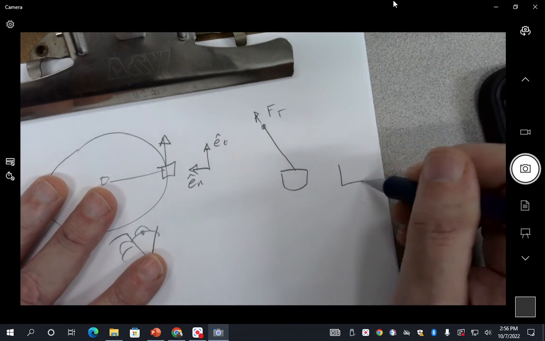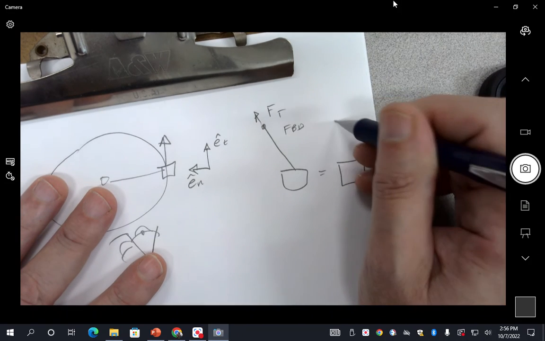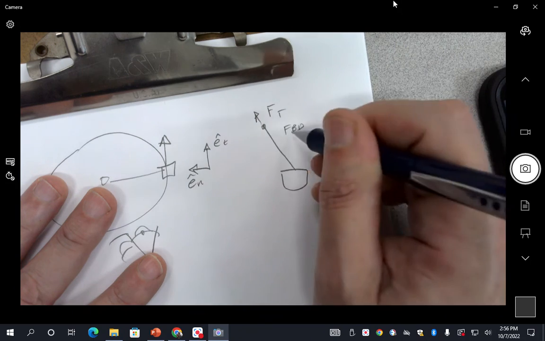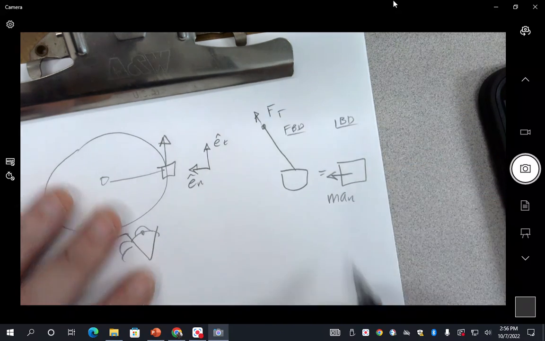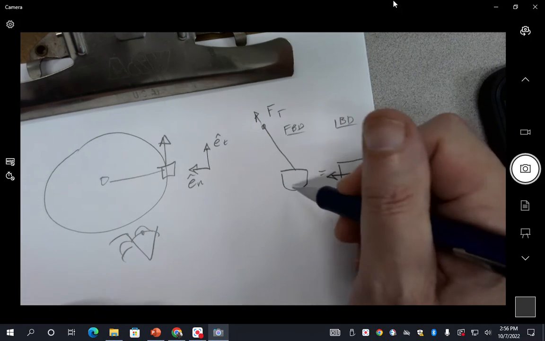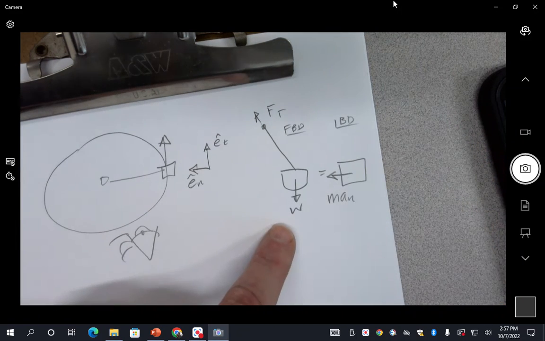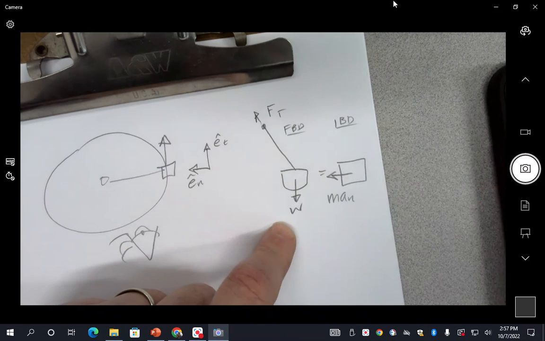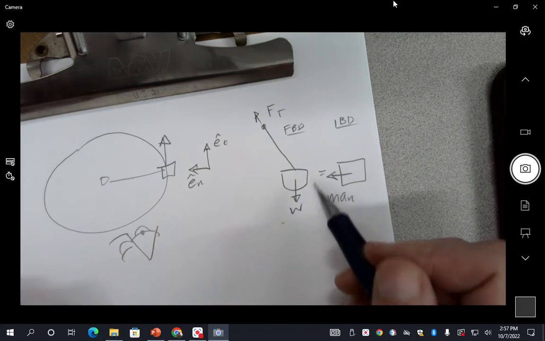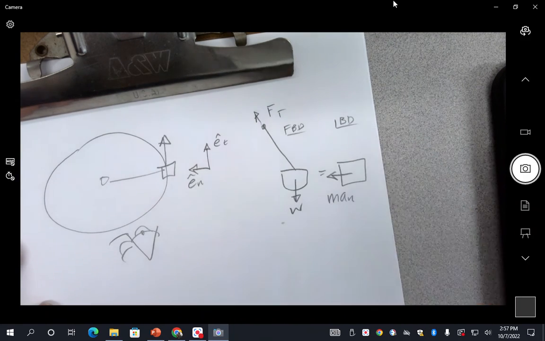So this is the FBD, and this is the IBD. And recognize that the mass times the normal acceleration is the acceleration we're looking at. We have the weight of a particular person on the swing, and then we have the angle.